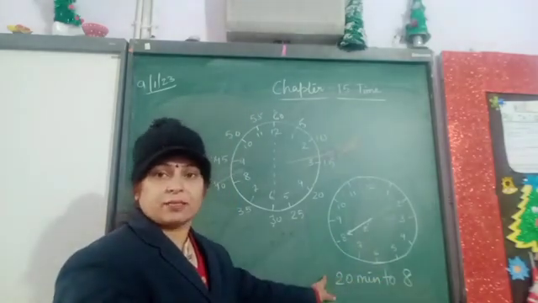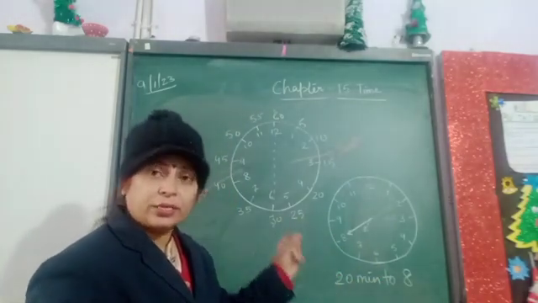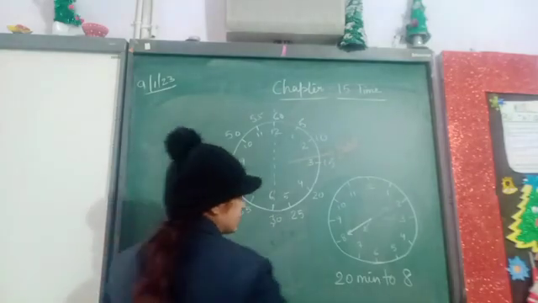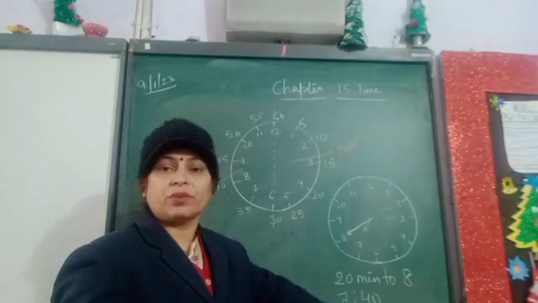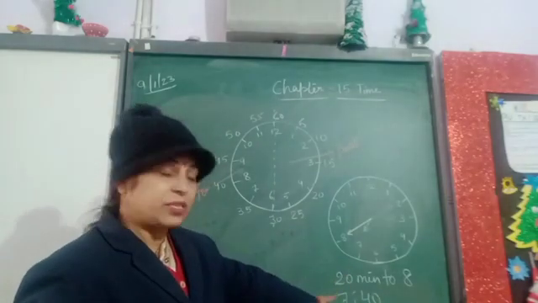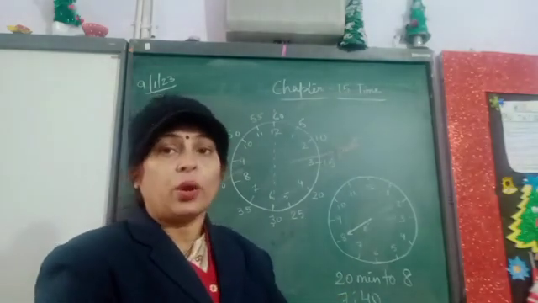When we say this, in digital form how do we write it? We say it is 7:40. The actual time is 7:40 when we write it in digital form. But in words, we say 20 minutes to 8.